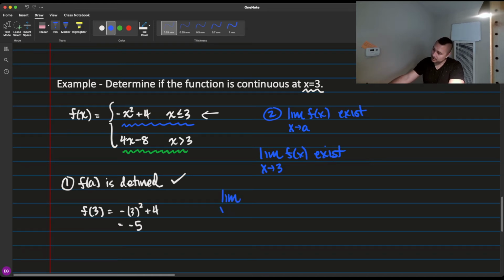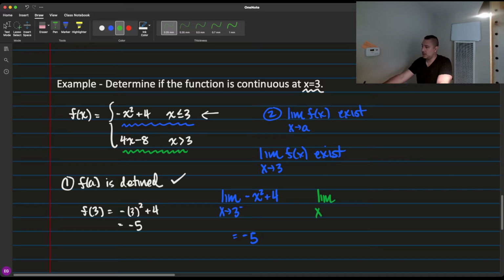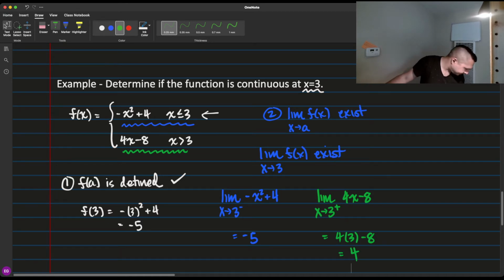So we're going to do the limit as x approaches 3 from the left of minus x squared plus 4. You notice this is a polynomial, so you can do direct substitution. You plug in 3 and you get minus 5. Yay! Okay, now you need to check the one-sided limit from the right. We'll do the limit as x approaches 3 from the right, and now this will be 4x minus 8. This is a polynomial, so you can also do direct substitution. You get 4 times 3 minus 8, and what is 12 minus 8? You get 4. And then you're like, oh no.